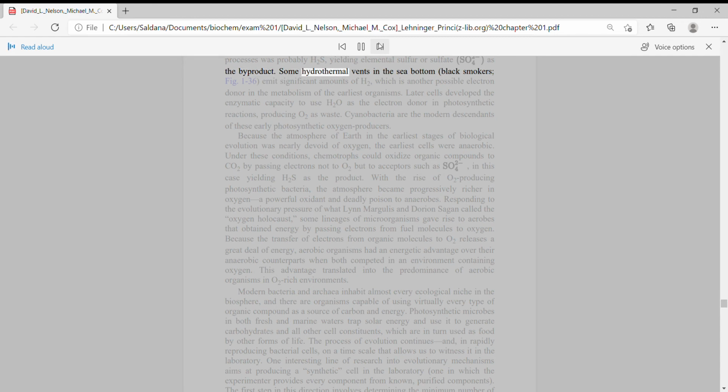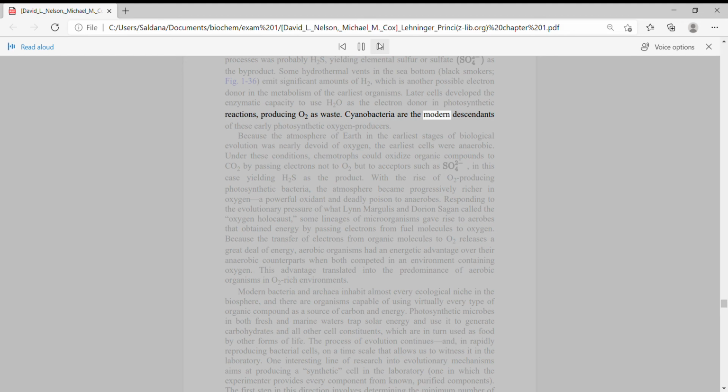Some hydrothermal vents in the sea bottom, black smokers, Fig. 1-36, emit significant amounts of H2, which is another possible electron donor in the metabolism of the earliest organisms. Later cells developed the enzymatic capacity to use H2O as the electron donor in photosynthetic reactions, producing O2 as waste.